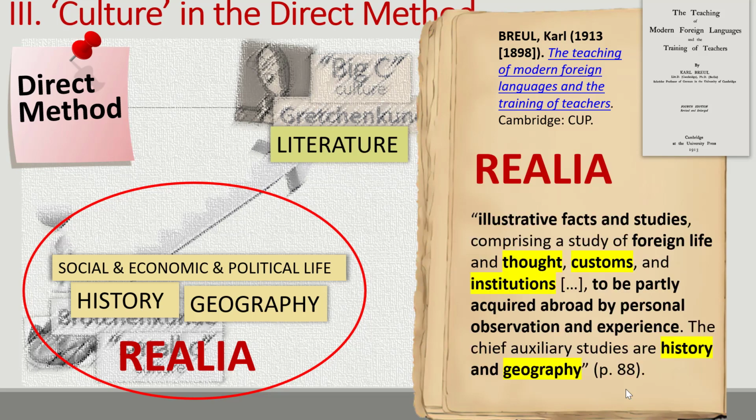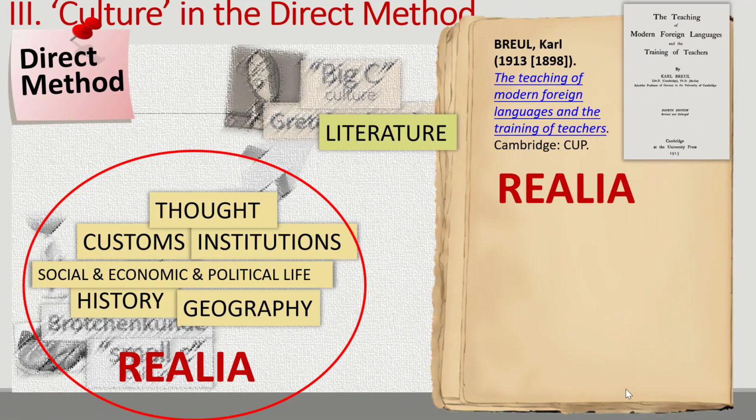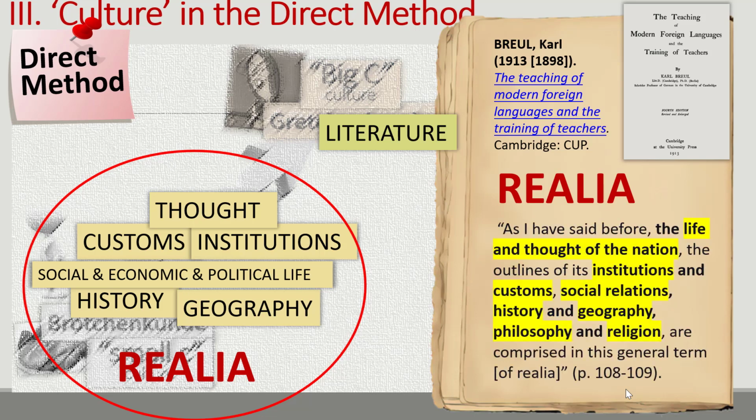According to Breul, realia are illustrative facts and studies comprising a study of foreign life and thoughts, customs, and institutions at different periods, but mainly those of the present time, to be partly acquired abroad by personal observation and experience. The chief auxiliary studies are history and geography. In the chapter on second language teacher education and competencies, Breul returns to the definition of realia. I quote, "As I have said before, the life and thoughts of the nation, the outlines of its institutions and customs, social relations, history and geography, philosophy and religion are comprised in this general term of realia."